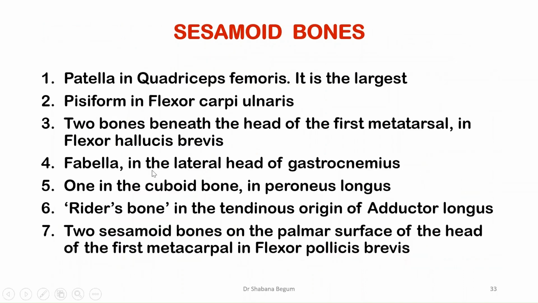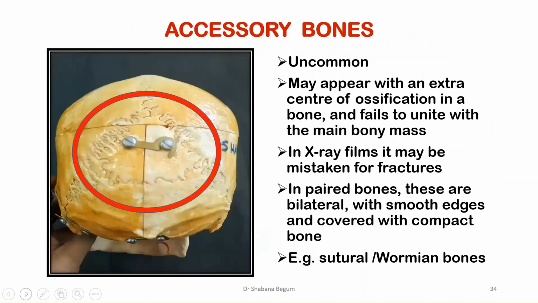The other examples are pisiform in the flexor carpi ulnaris, 2 sesamoid bones beneath the head of the first metatarsal in the flexor hallucis brevis. The sesamoid bone fabella in the lateral head of the gastrocnemius, 1 in the cuboid bone in peroneus longus, the rider's bone in the tendinous origin of adductor longus, and 2 sesamoid bones on the palmar surface of the head of the first metacarpal in flexor pollicis brevis.